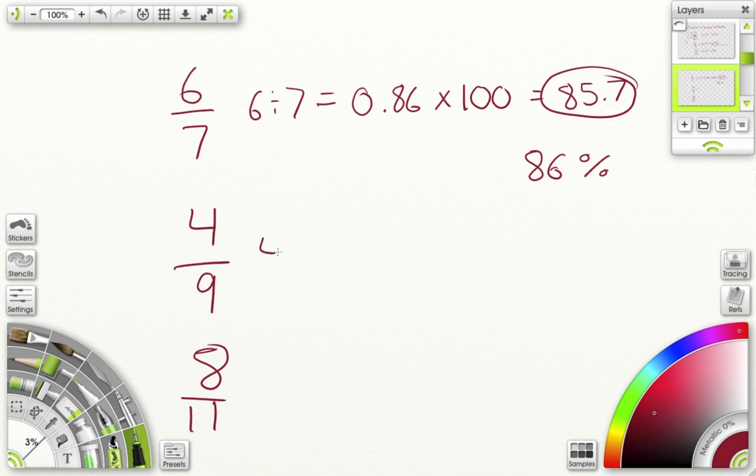So 4 divided by 9 is my first step. So I take my numerator and divide it by my denominator. So 4 divided by 9 gives me 0.44 rounded, and I take 0.44 and times it by 100, which gives me 44%.